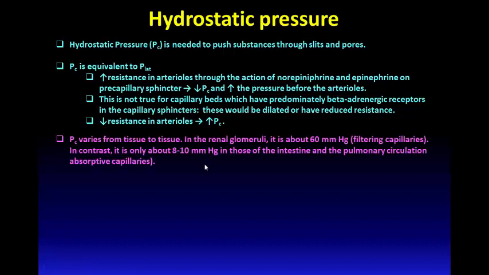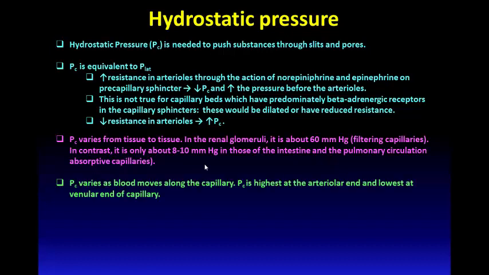The capillary hydrostatic pressure varies from tissue to tissue. In the glomerular capillaries, it is about 60 millimeters of mercury. It is high because these capillaries are filtering capillaries. On the other hand, it is only about 8 to 10 millimeters of mercury in the capillaries of the intestine and in the pulmonary capillaries, because these are essentially absorptive capillaries. The capillary hydrostatic pressure varies as blood moves along the capillary, being highest at the arteriolar end of the capillary and lowest at the venular end of the capillary.